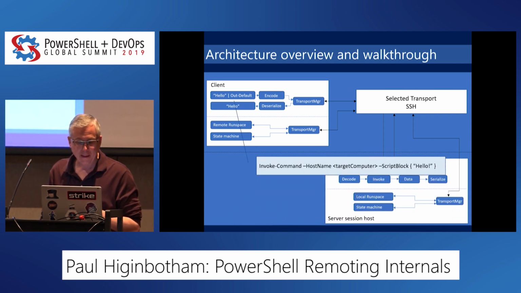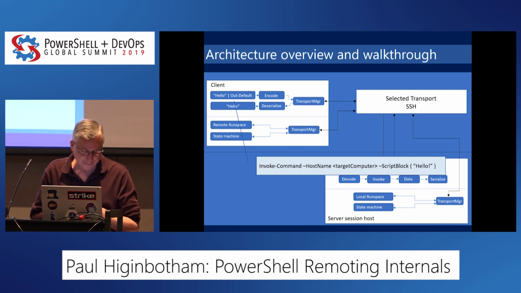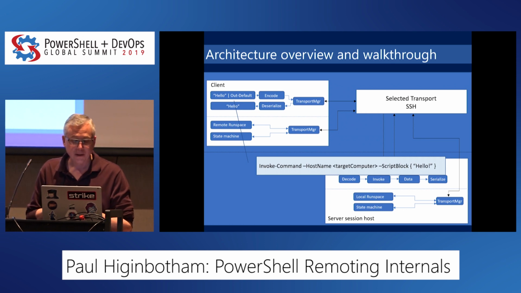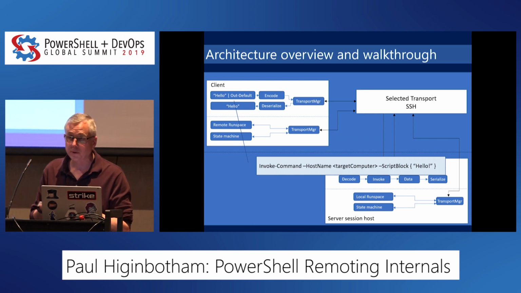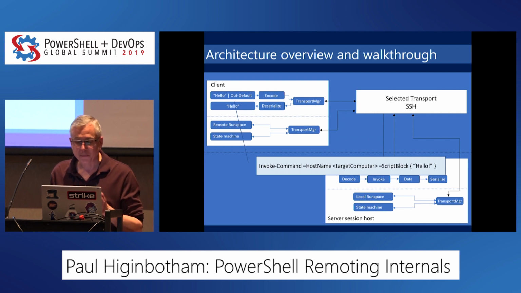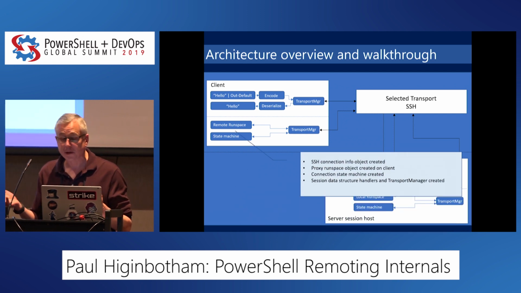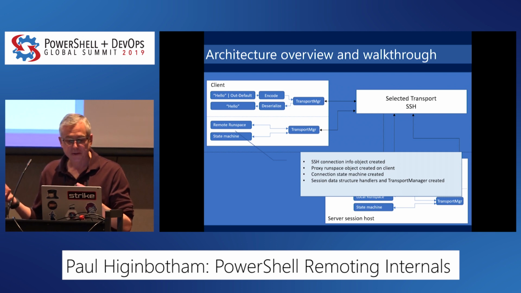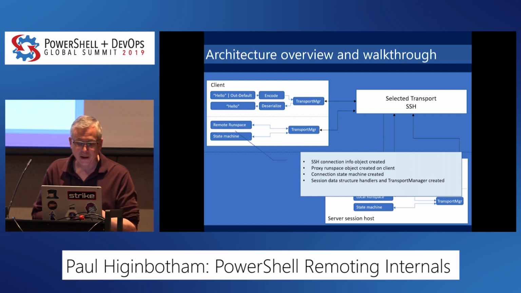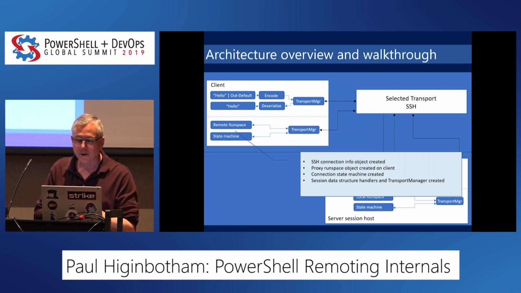So, Invoke-Command, HostName, target computer, ScriptBlock, Hello. Now we're at the command level. We're not at the API anymore, but of course underneath it's using the API. With Invoke-Command we're using a parameter set called HostName, so it knows internally that that's SSH, so it's going to create an SSH transport. So what happens when you type this in? The first thing, as we already talked about, is that an SSH connection info object is created, because that defines the connection that we want. The RunSpace is created based on that connection info, so it's an SSH-based RunSpace with SSH transport. Then other things: the connection state machine is created, data structure handlers are created for implementing the protocol, and transport managers are created that know how to talk to SSH and do that sort of thing.